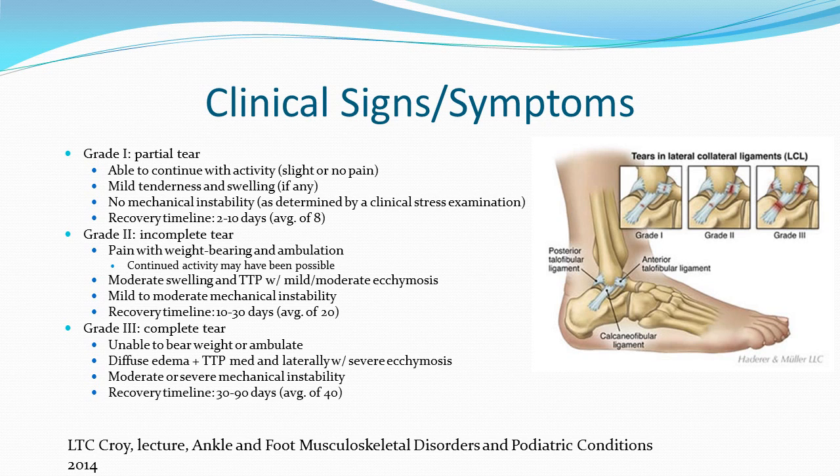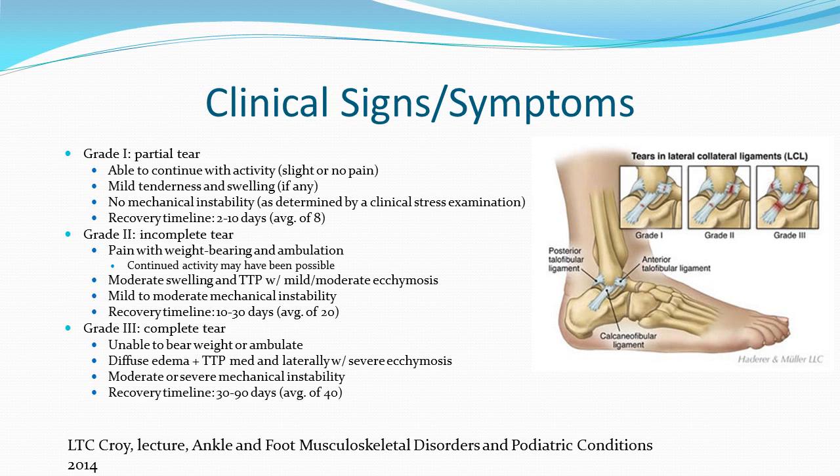The clinical signs and symptoms: we're going to go over a three-tiered grading system for assessing ankle sprains. Grade 1 corresponds to a partial tear, where the participant is able to continue with activity and there's slight or no pain exhibited. You might have mild tenderness and swelling, if you have any at all. Really no ecchymosis witnessed at all. No mechanical instability, if this person even chooses to come into your clinic as a PT. And the recovery timeline is very brief. Over the course of about 7 days, you should be recovered.